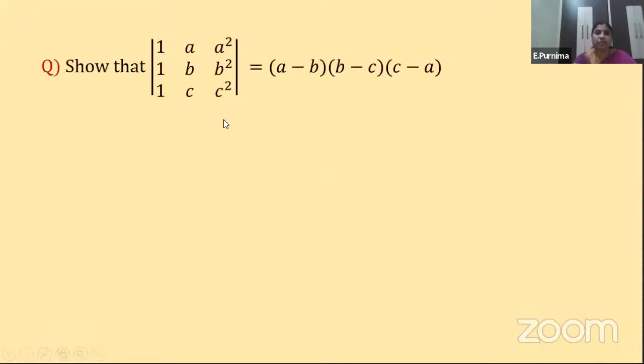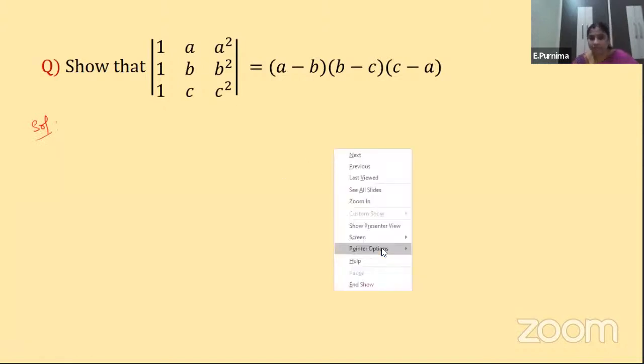So one important sum I want to tell you. Show that the determinant of 1 a square, 1 b square, 1 c square is equal to (a minus b) into (b minus c) into (c minus a). This you are going to prove. Okay, so now here, how to prove it, let us see. Very, very important sums, children, because 7 marks questions you are going to get from this exercise.